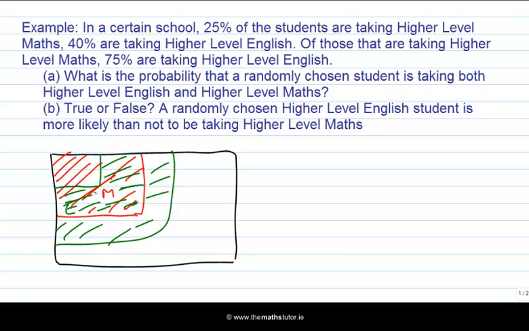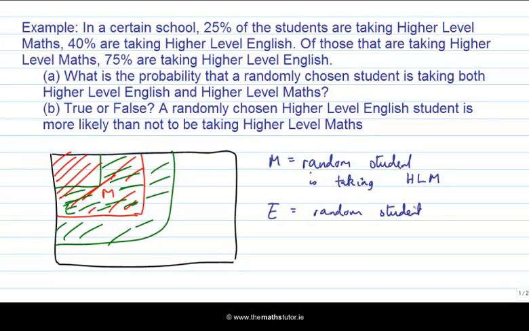Now, we'd also like to take this information and interpret it in terms of probabilities, because that's what we want to talk about in this lesson. Okay, so let M be the event that a random student is taking higher level maths. I'll just write HLM for higher level maths. And E is the event that a random student is taking higher level English, so HLE, higher level English.